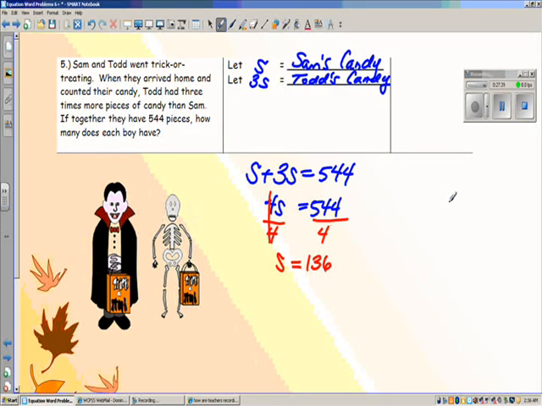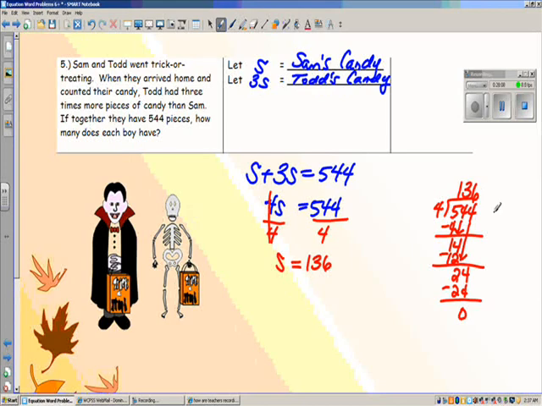Let's do that quickly. 4 into 544. 4 goes into 5 once. We subtract 4 here. Subtract gives us 1. Bring down our 4. That gives us 14. 4 goes into 14 3 times. 4 times 3 is 12. So we're subtracting 12 here. 14 minus 12 is 2. Bring down our 4. 4 goes into 24 evenly 6 times. 6 times 4 is 24, so we have no remainder.